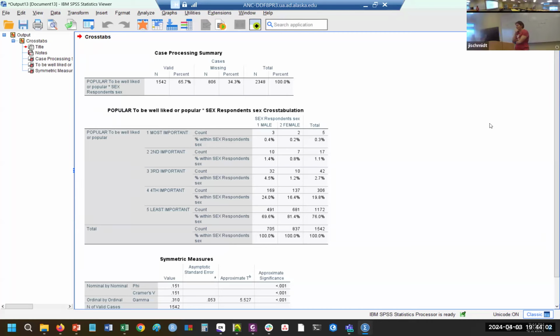Yep, so we can't say that gender causes people to be more interested in being well liked or more popular. But we can say that there looks like there is an association in that men seem to have it higher up on their importance list to be popular than women do. But among both sexes, among all surveyed, it doesn't fall very high. Less than 1% of people really cared about being popular regardless of sex. So that's how I would describe it if I had to put it into a paragraph in a paper.